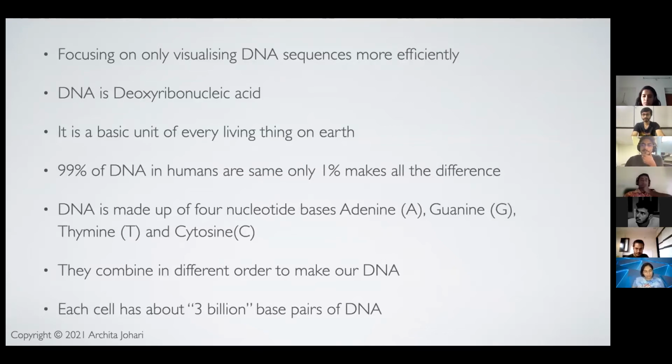So let's talk about DNA a little bit, because otherwise it won't be clear. DNA is deoxyribonucleic acid. It is the basic unit of every living thing on earth, and 99% of the DNA in humans is the same, and we are all different with this 1% of DNA. DNA is made up of nucleotide bases adenine, guanine, thymine, and cytosine, and they combine in various permutations and combinations to make up our genes. Each cell has about 3 billion base pairs of DNA. That is a lot, and managing that kind of data is tough.